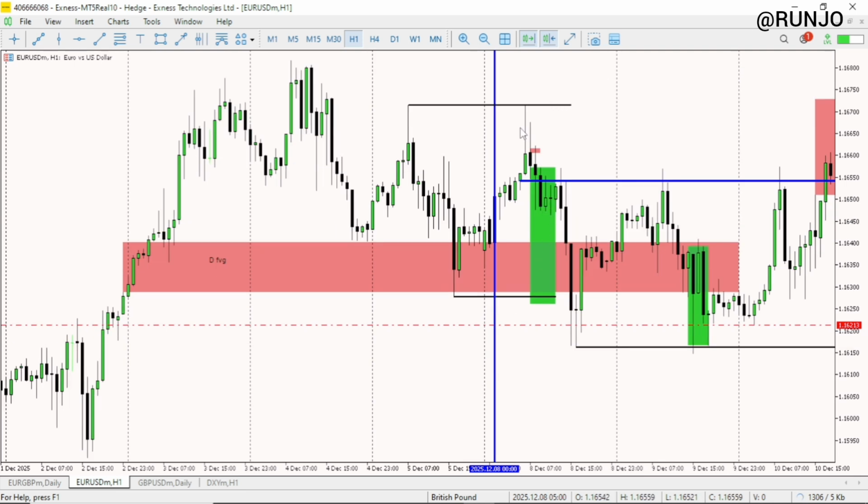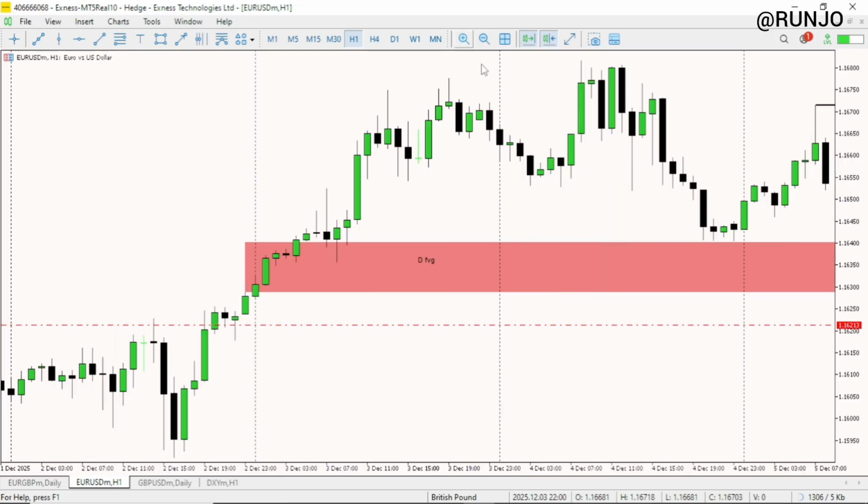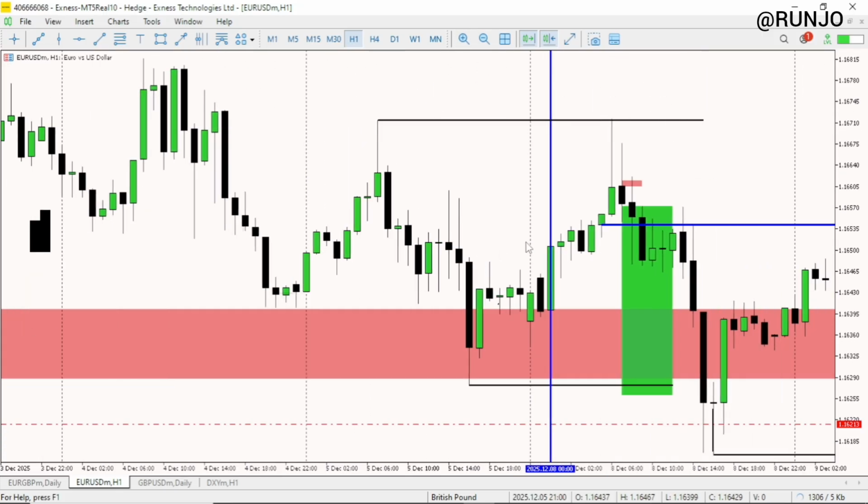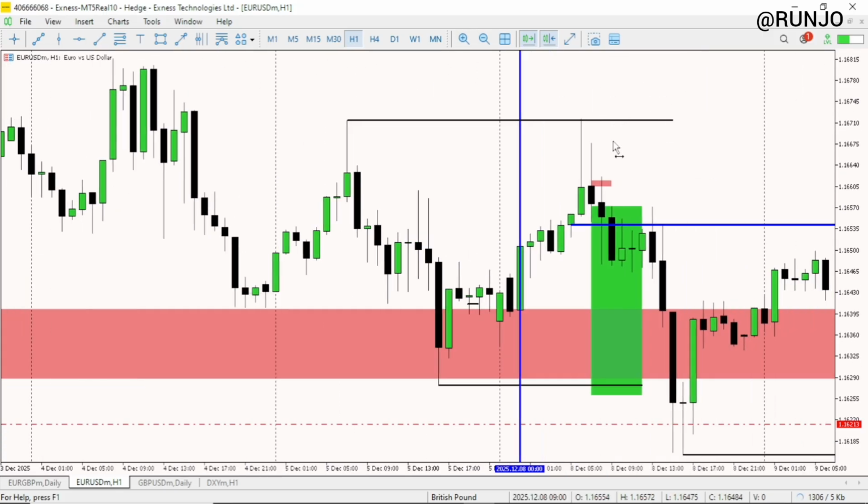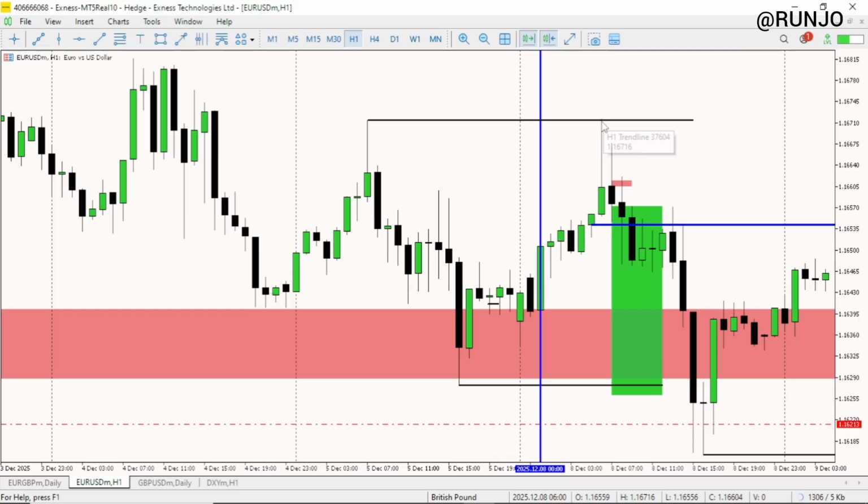What the market did was go higher and take out the previous day's high. It's not easy to see here, but it went a little bit above it and took it out. But if we check DXY or GBP USD, the market failed to take out this high, so it gave me a measure of an SMT divergence.